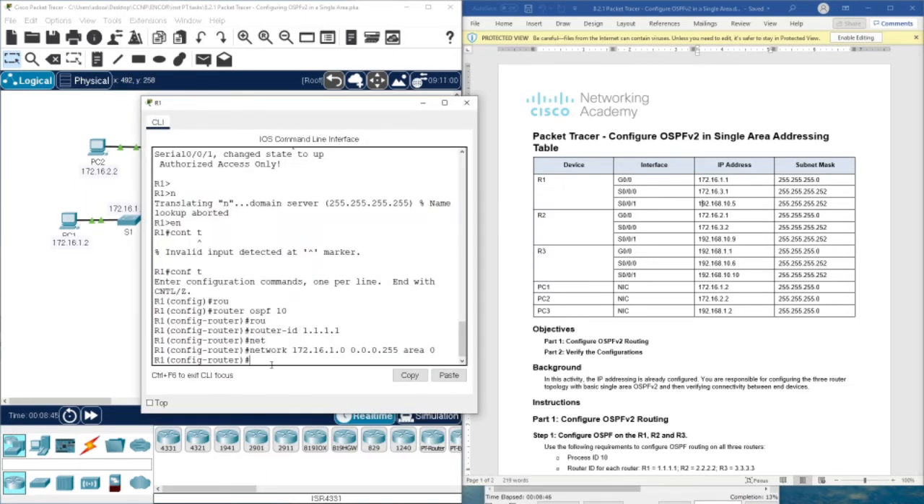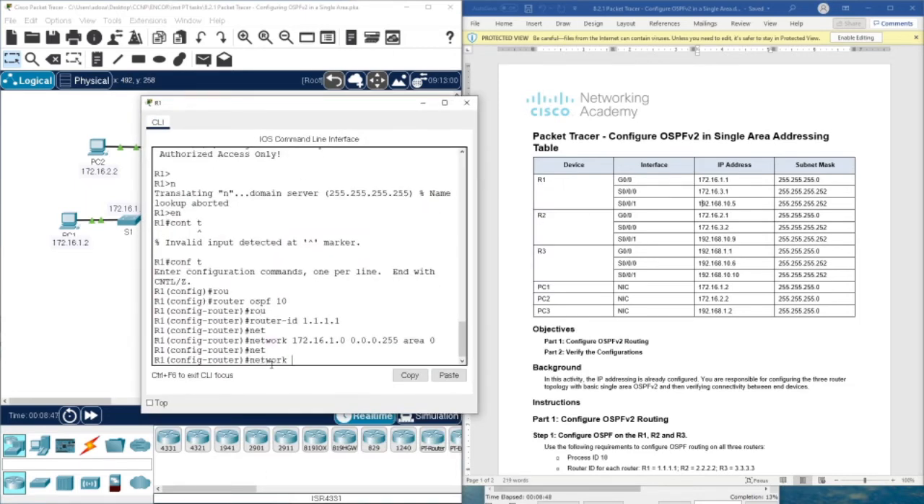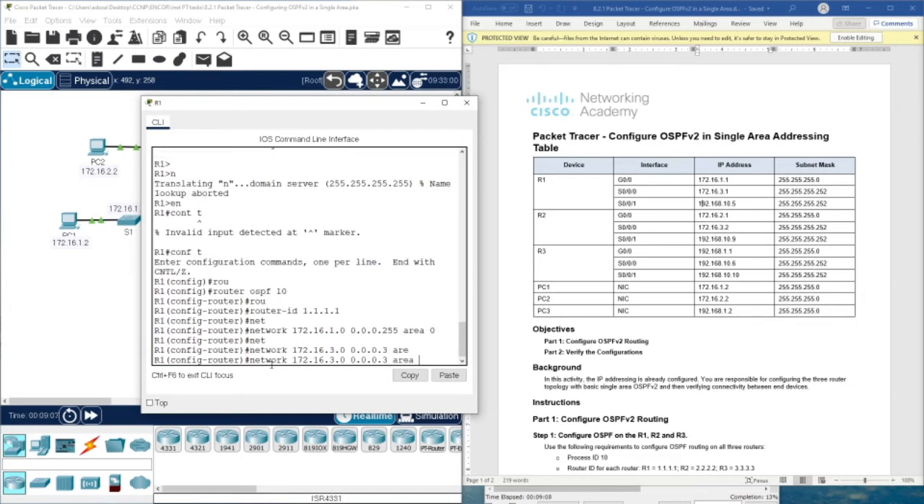So again, we need to advertise this network, and then the IP address 172.16.3.0, and here we have the wildcard 0.0.0.255, and then again area 0.